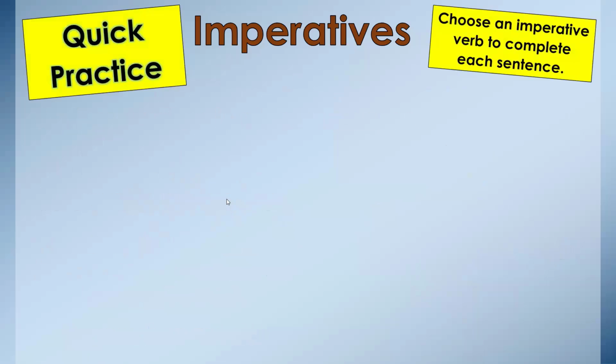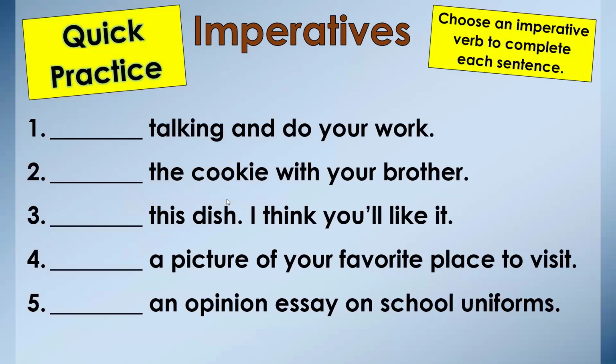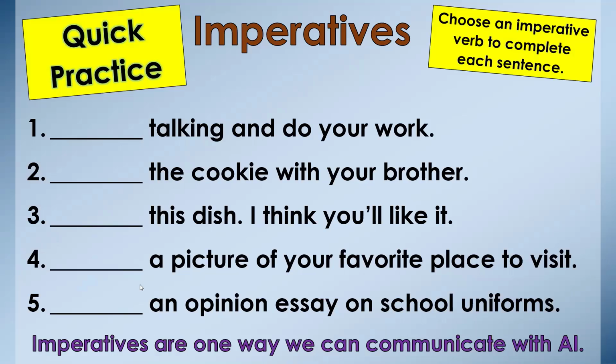Now let's take a look at some sentences and how we can form imperative sentences by adding imperative verbs. Stop talking and do your homework. Share the cookie with your brother. Try this dish. I think you'll like it. Paint a picture of your favorite place to visit. Write an opinion essay on school uniforms. So this last sentence could be an imperative or a command that I give ChatGPT. And imperatives are a great way that we can communicate with generative AI.